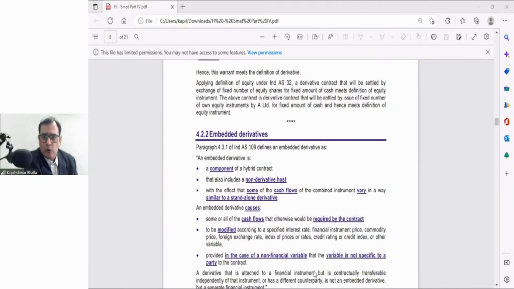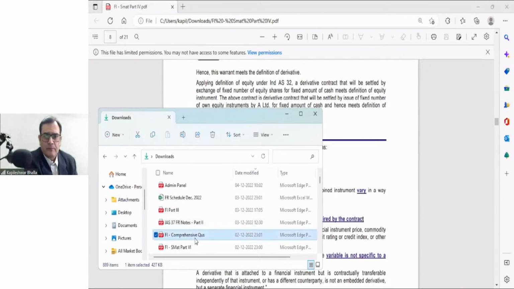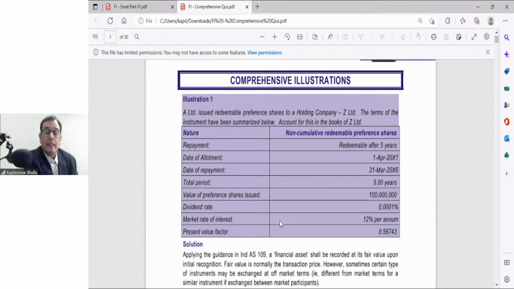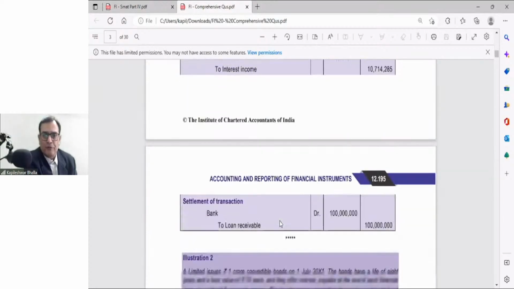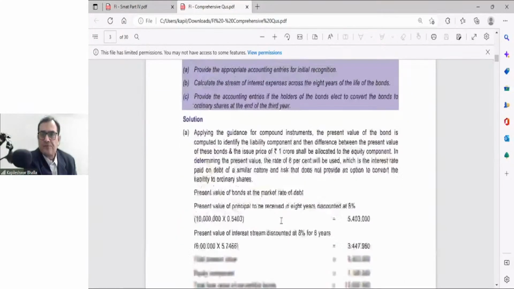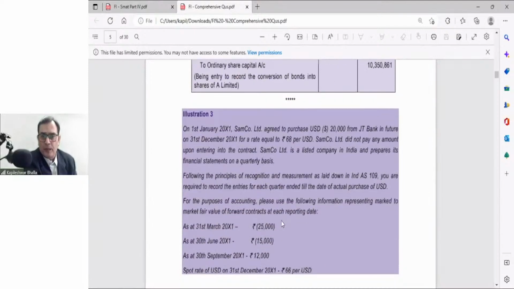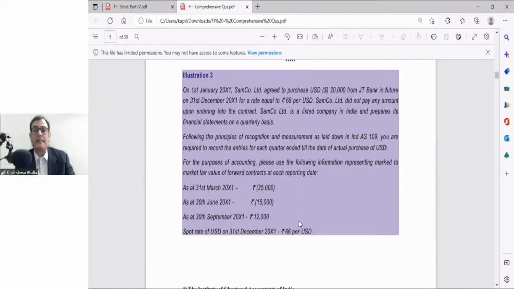You'll probably have to open the comprehensive illustration part. So let me open it. This is the last unit in the financial instruments standard in the study material, where a few comprehensive questions are given. There is one particular question on pure derivative accounting. Yes, here it is. This is illustration number 3.